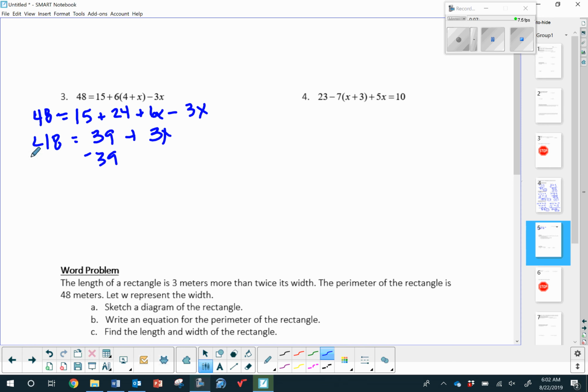Subtract 39 from both sides. 9 equals 3x. Divide by 3, x equals 3.